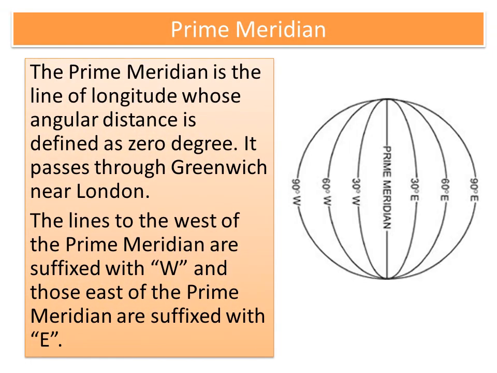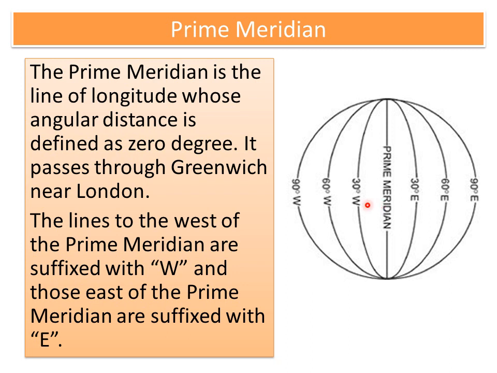Now let us understand what is meant by prime meridian. The prime meridian is the line of longitude whose angular distance is defined as 0 degree. It passes through Greenwich near London. As you can see in this diagram, this is the prime meridian. It is 0 degree longitude. It passes through a place called Greenwich near London, so it is also called the Greenwich meridian.